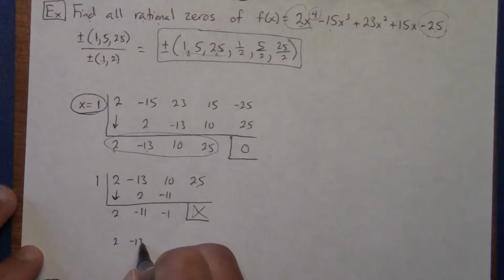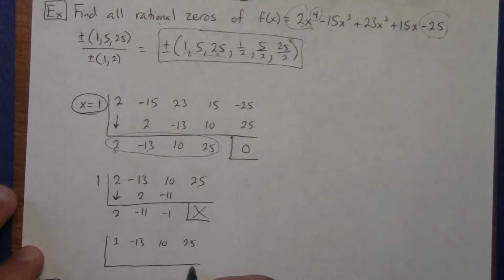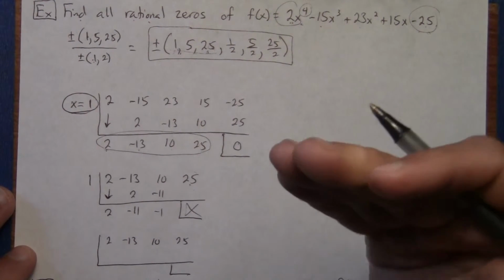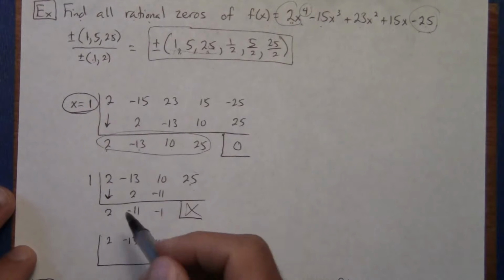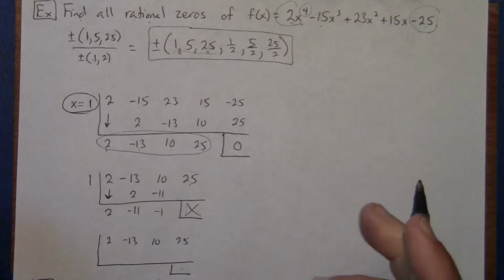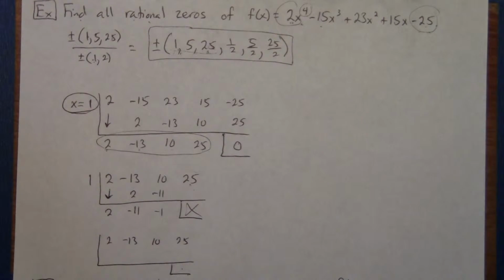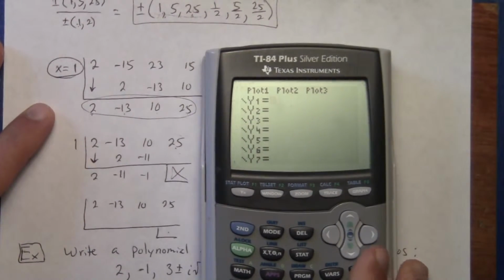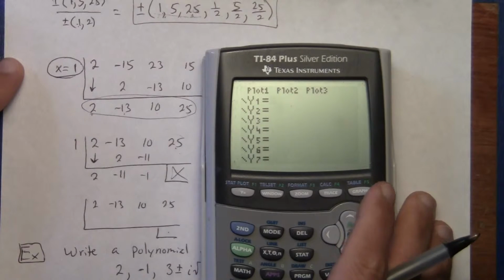2, negative 13, 10, 25. And overall, I just want you to understand what the idea is. The idea is you sit and you crank through all these numbers until you finally get this to be 0. Now I'm going to show you a shortcut for this on the homework. Probably won't be able to do this on the test. Maybe you will, maybe you won't, I haven't decided yet.